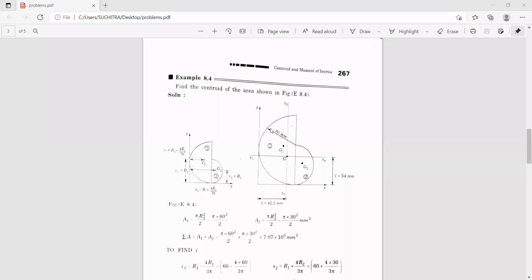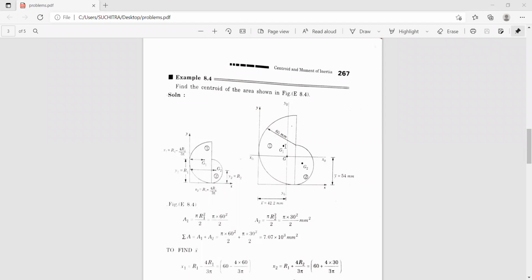Here you have one semicircle, the radius of which is 60 millimeters, and you have the second semicircle, so this is figure 2, the radius of which is half of this, that is 30 millimeters. So this semicircle has a radius of 30 millimeters, and the bigger one has a radius of 60 millimeters.